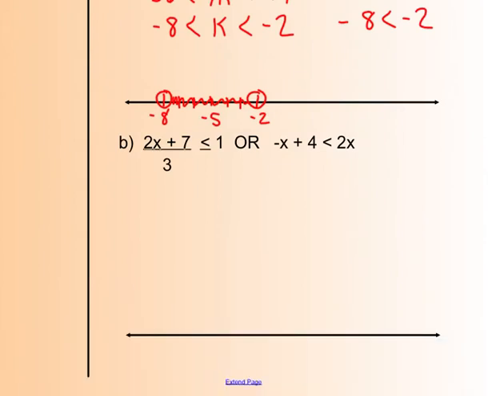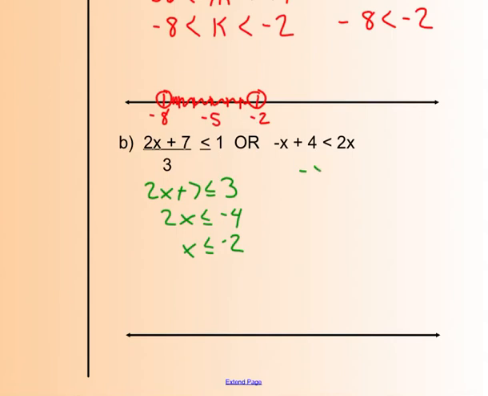So our next one is an or. So we solve each inequality separately and then graph both of them on the same number line. So my inequality on the left, I'm going to multiply both sides by 3. Subtract 7. Dividing by a positive 2 leaves my inequality facing the way that it is. Second one, I'm going to subtract 4.